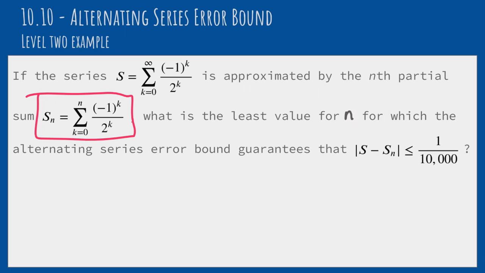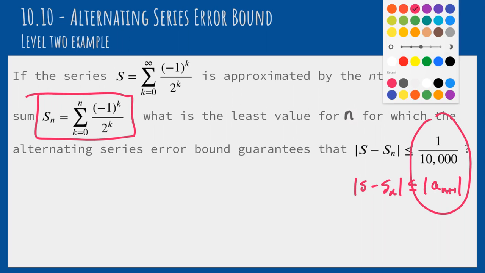Well, if you remember this error bound right here, the error is bounded by the magnitude of the n plus first term. So essentially what we want to do is figure out what value we can plug in for n that's going to make that n plus first term smaller than 1 over 10,000, or at minimum equal to 1 over 10,000.